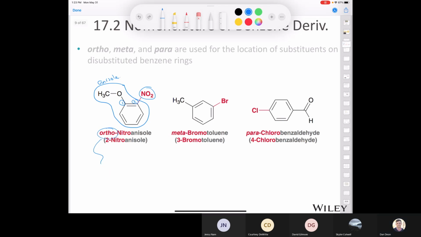All right, the next one. The parent we have in here is toluene. Methylbenzene is also called toluene. So we could call this 3-bromotoluene, because we assume the methyl group from the toluene is 1, 2, 3, or you could call it meta-bromotoluene. The next one has a benzaldehyde in it. Again, where the aldehyde group is, we consider that carbon 1. We could go counterclockwise either way here, and we end up with 4-chlorobenzaldehyde, or para-chlorobenzaldehyde.